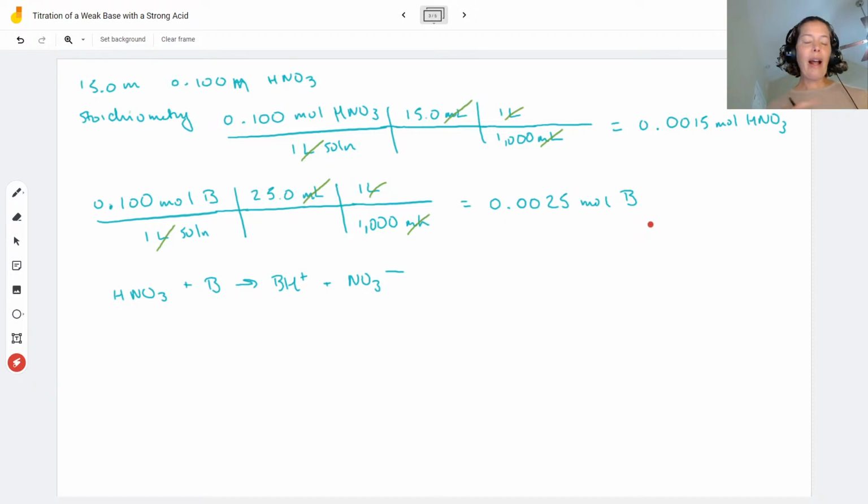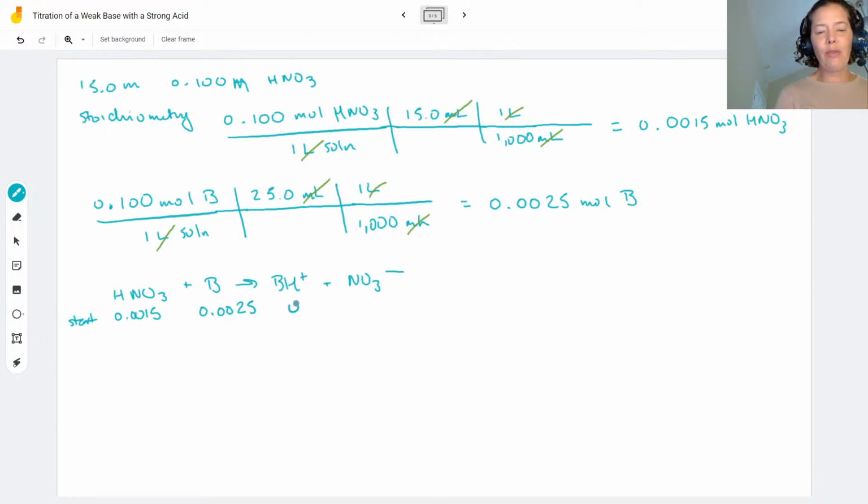Now, what I find easier when I'm doing these problems, and I think it's just because I'm automatically thinking of ice tables, is I set up a table for my stoichiometry. I think I have shown this before in a live stream, but I start here with my number of moles of my reactants that I have. So I just calculated these: 0.15 and 0.0025, and of course initially I have no product.